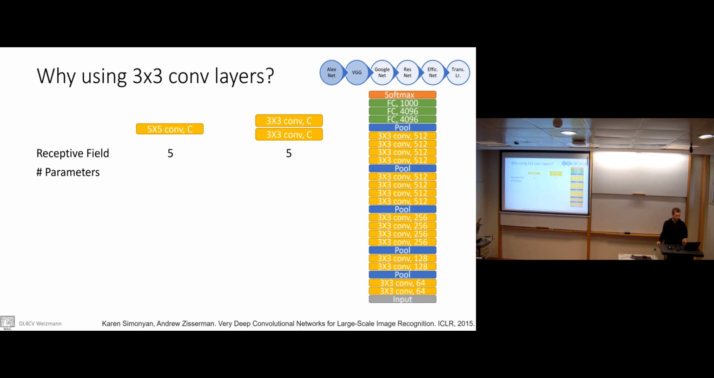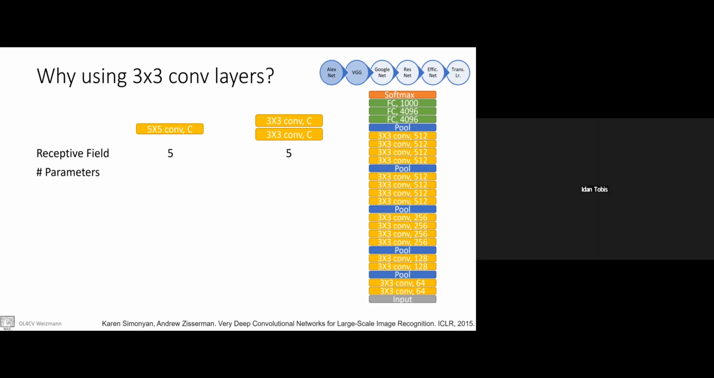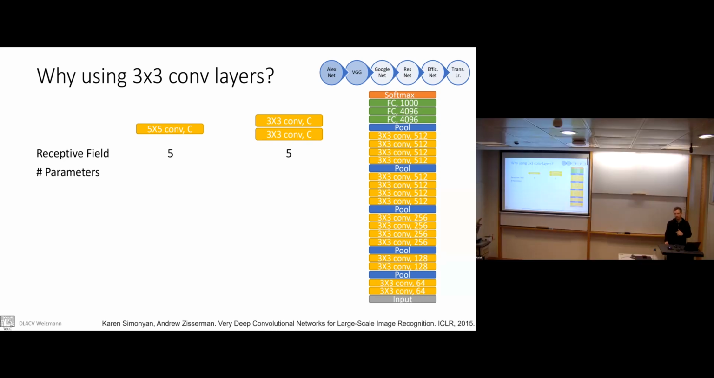So what about the parameters? Let's say the input channels is C and the output channels is also C. So can you tell me what's the parameter count for the 5x5 convolutional layer? 25C, and the output is also C channels, so it's 25C squared, right? Like you have C input channels and C output channels. And for the 3x3 stack of convolutional layers, it's 9C squared plus 9C squared, which is 18C squared.